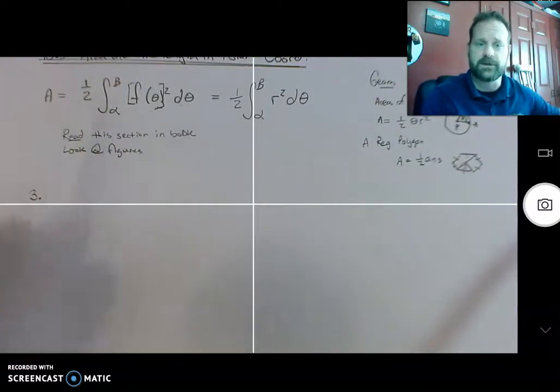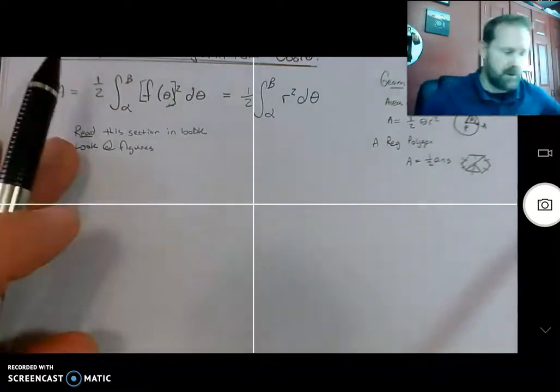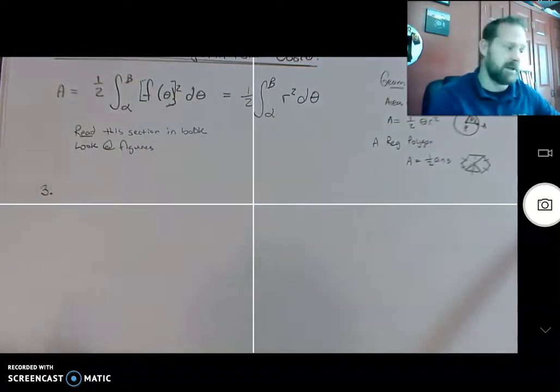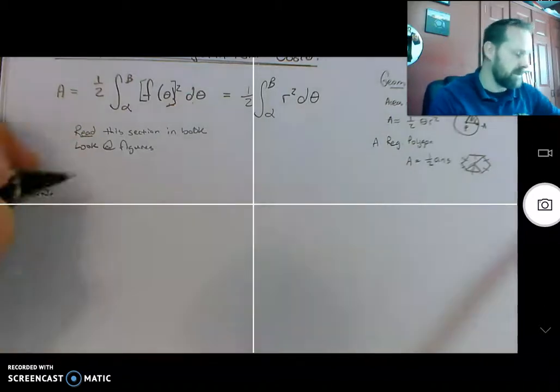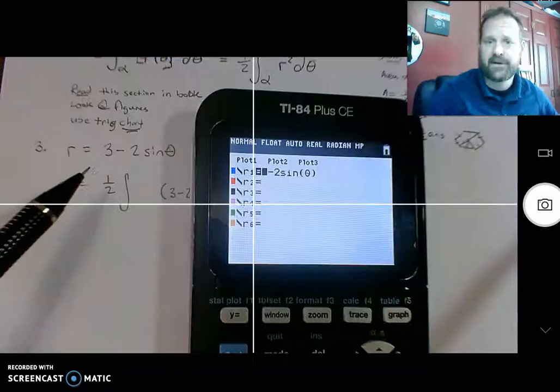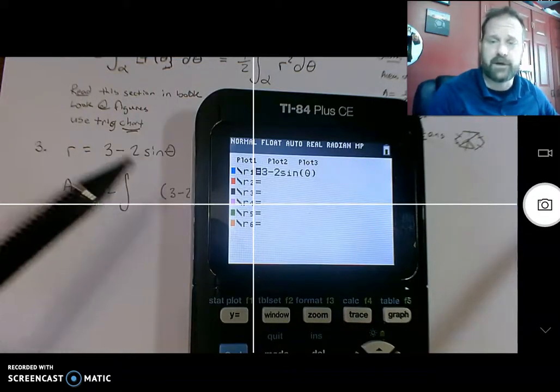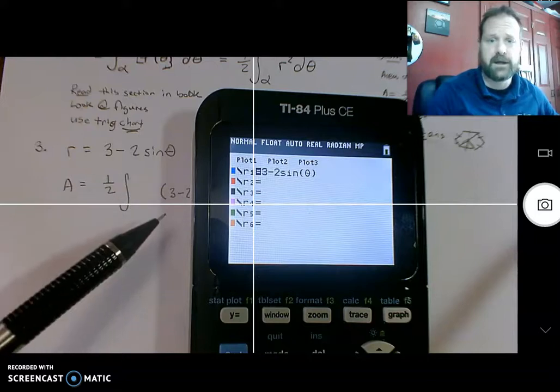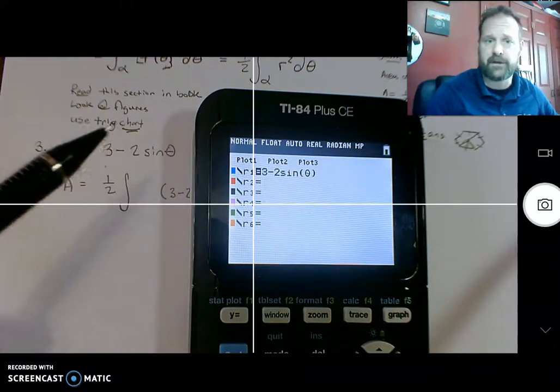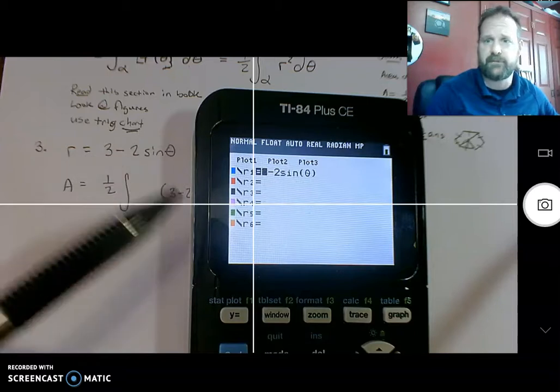The book does a decent job of going through how this was acquired, but I need to jump right in. So I'm going to do number 3 in your book, which is r equals, I'll pause and set it up. The instructions on number 3 are just to find the equation. Don't even find the area. I'm not going to go through the whole process of finding the area, but I do think it's important to remember what we're doing.